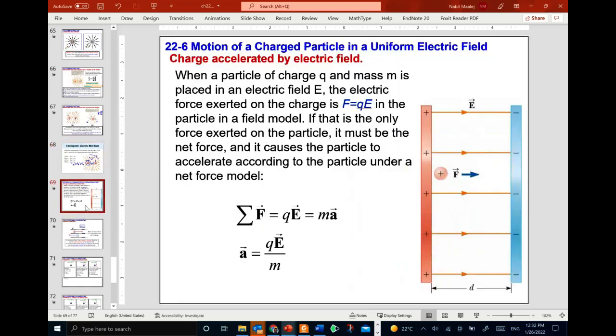So we were explaining that in this case we can write Newton's law. The sum of the forces is equal to ma, and since we have only electrostatic force, the electrostatic force is equal to Q times E. Okay, so we can write that the acceleration vector in this case is just equal to Q times the electric field vector divided by the mass of the charge.